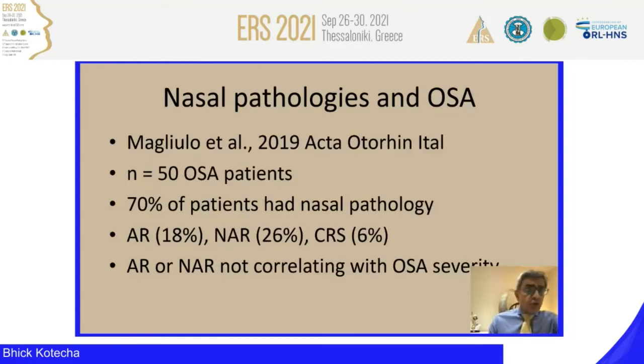Looking at nasal pathologies and obstructive sleep apnea specifically, this interesting paper from Italy by Magliulo et al., from Claudio Vicini's unit, looked at 50 patients with obstructive sleep apnea. They found that 70% of these patients had some degree of nasal pathology. Looking at specific incidence of different pathology, they found that allergic rhinitis was present in 18% of the patients, non-allergic rhinitis in 26%, and chronic rhinosinusitis in 6%. But they concluded that neither allergic rhinitis nor non-allergic rhinitis correlated with the severity of obstructive sleep apnea in these 50 patients.